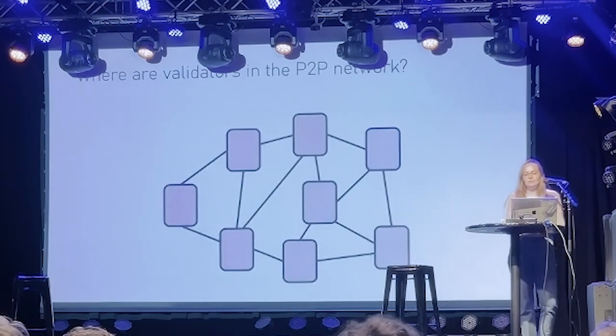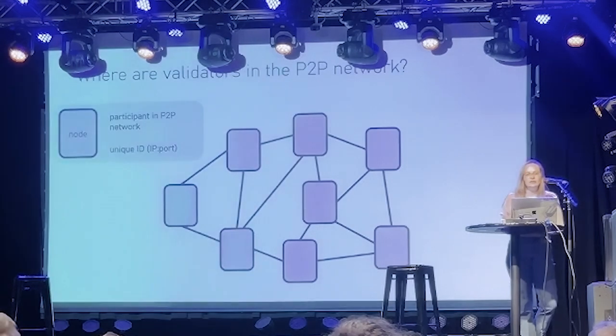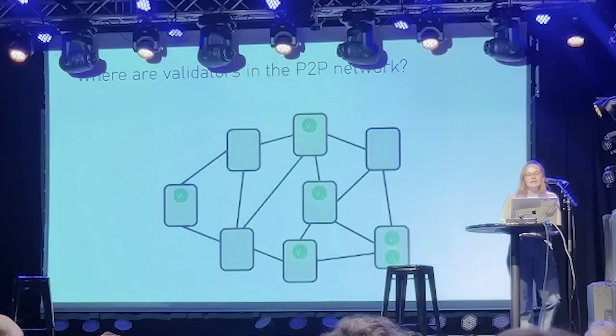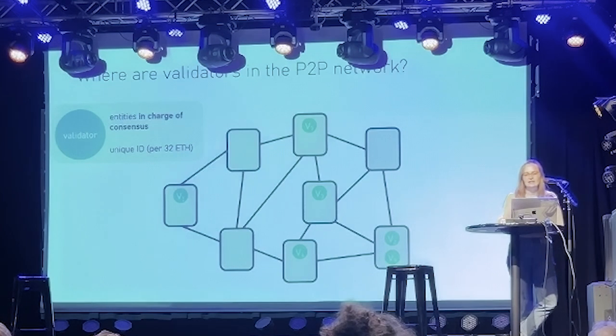So how does the Ethereum peer-to-peer network look on a very high level? We have the nodes that connect to each other, and then they exchange blocks and consensus messages. The node here is just a participant in the peer-to-peer network who has a unique ID, so an IP port connection. And then some of these nodes also choose to participate in the consensus by running validators. They could run one of them or multiple, and a validator is just an entity in charge of consensus, and it has a unique ID per 32 ETH of stake, or at least it used to be 32 ETH of stake. Now it could also be more.